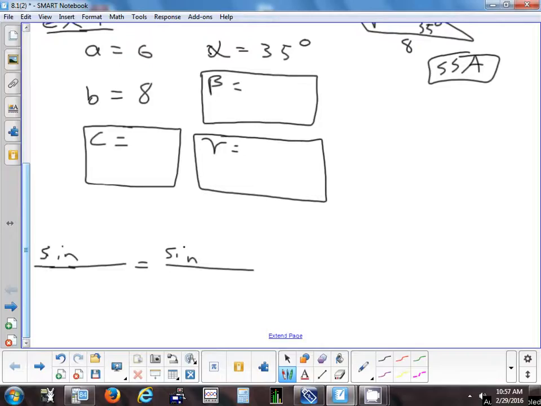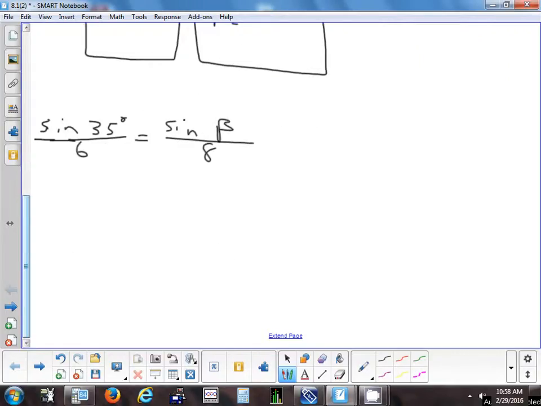Derek, what could I put on the left side of my proportion? You would put sine of 35 degrees over 6. Yep. So we're going to use that top row here to do a lot. Sine 35 over 6 equals sine of beta over 8. You can cross multiply, or in this case, just multiply each side by 8. 8 sine 35 over 6 equals sine beta.